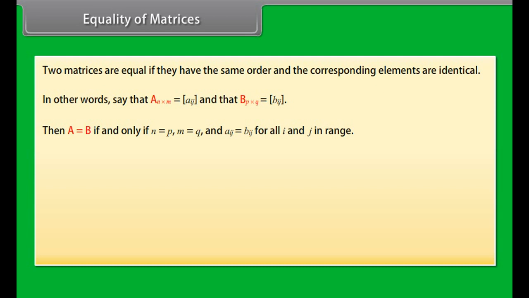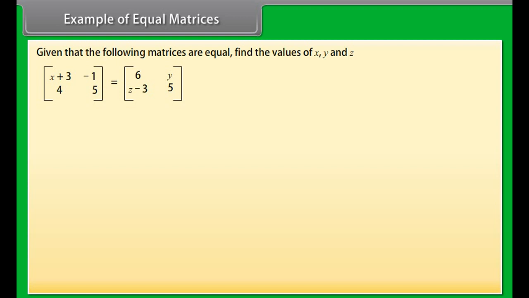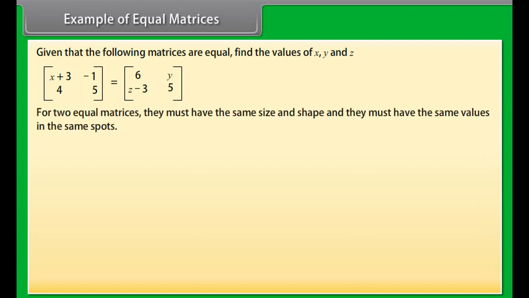Equality of matrices. Two matrices are equal if they have the same order and the corresponding elements are identical. In other words, say that A (n by m) is equal to [aij] and that B (p by q) is equal to [bij], then A is equal to B if and only if n is equal to p, m is equal to q and aij is equal to bij for all i and j in range.